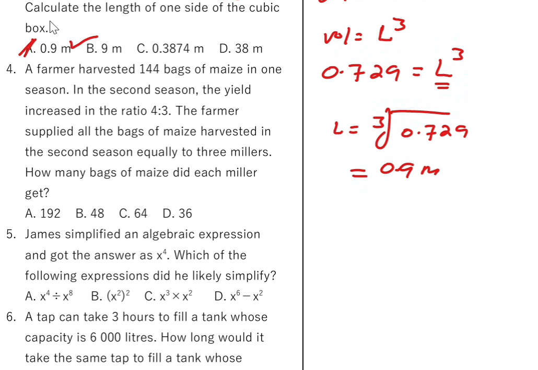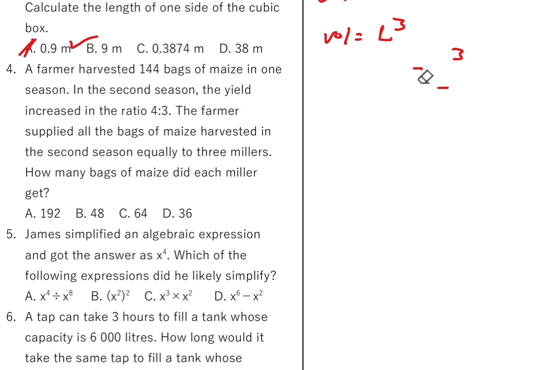Number 4. A farmer harvested 144 bags of maize in one season. The second season, the yield increased in the ratio of 4:3. The farmer supplied all the bags of maize harvested in the second season equally to 3 millers. How many bags of maize did each miller get? So that is also very simple. So increase in ratio and decrease in ratio. So when you increase a ratio, for example, you can see here, you have 4:3. So this is the new ratio, the original.